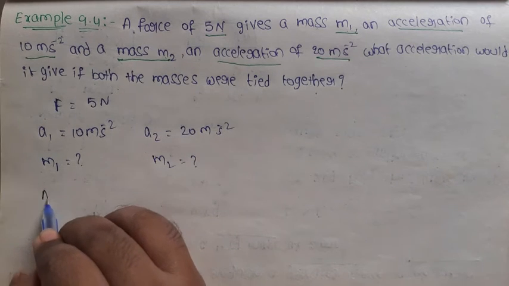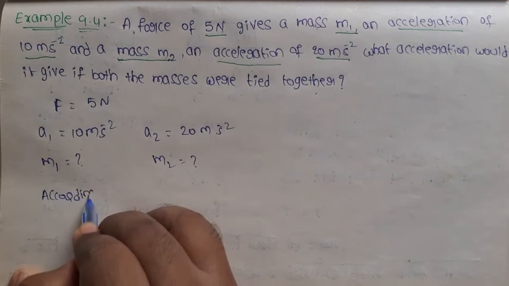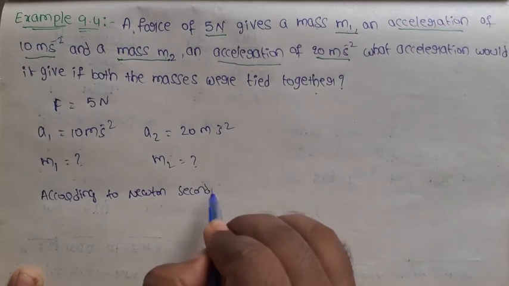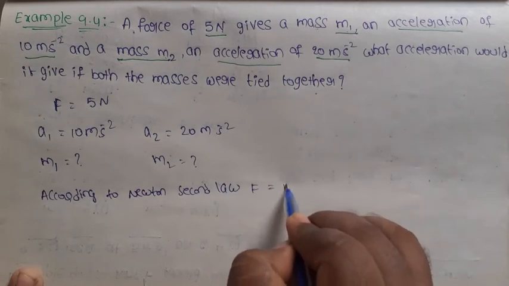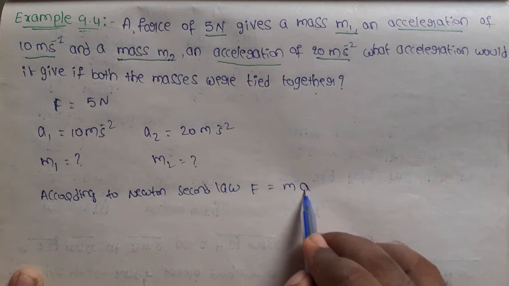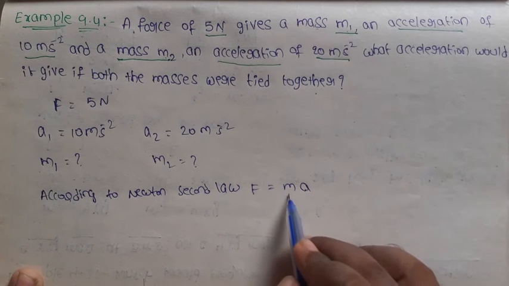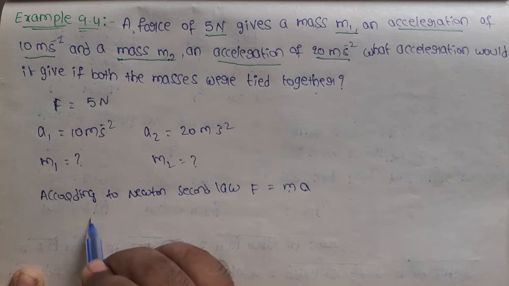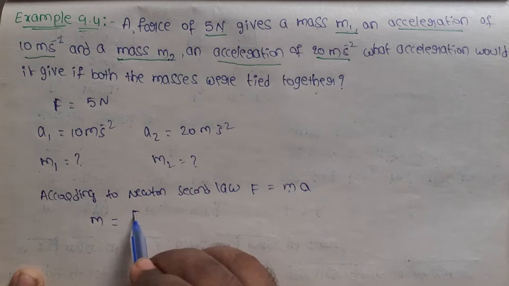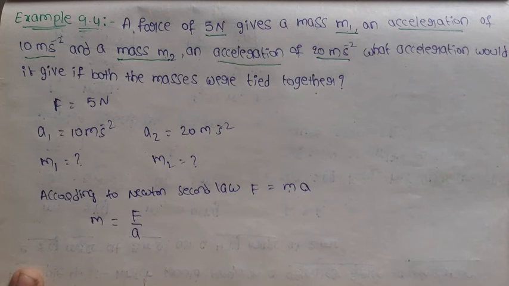Next, according to Newton second law, F equal to ma. We know that force value, acceleration value, by using force and acceleration we can easily find out the mass value. So m equal to F by A. If you want to find out the m1 mass, F by A1.